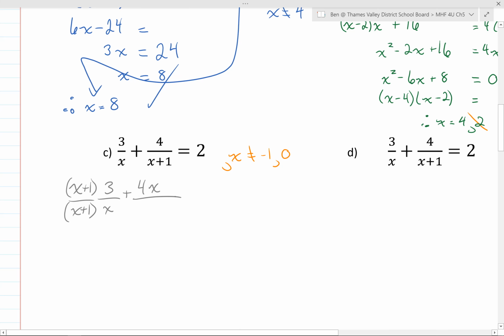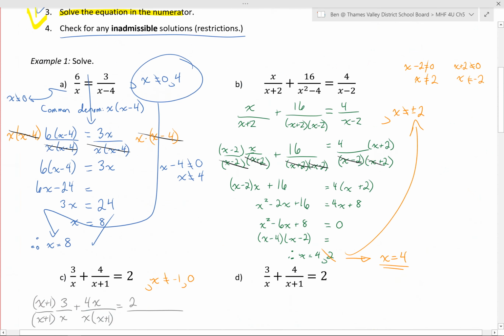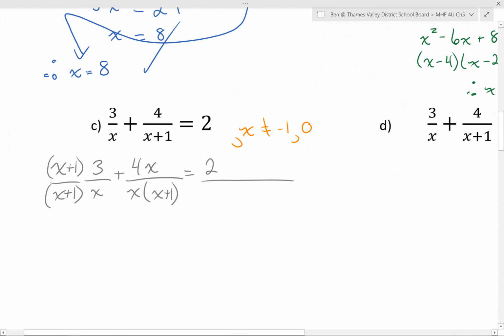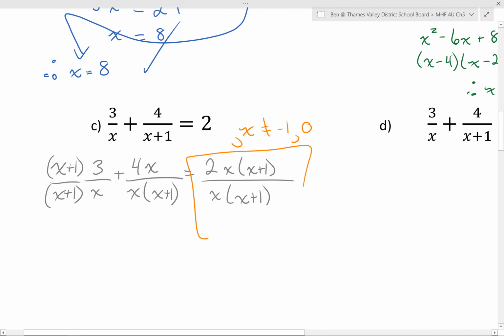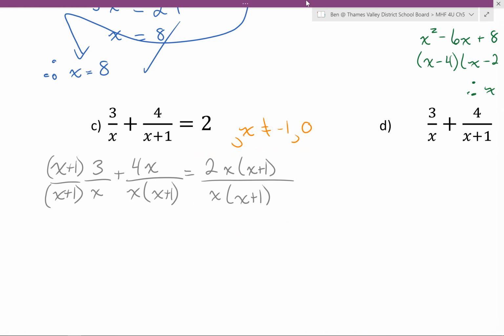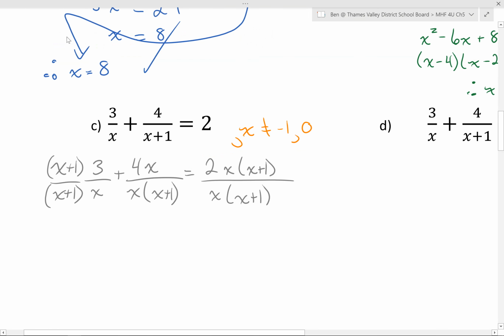So plus 4x divided by x times x plus 1 equals 2, and here I need to multiply the numerator and denominator by the same thing here, and that's my entire common factor. So that's x times x plus 1 divided by x times x plus 1. The most common mistake folks would make right here would be forgetting to multiply their right-hand side by this common denominator. But now that we've done that, we can see every single part of this function shares the common denominator.